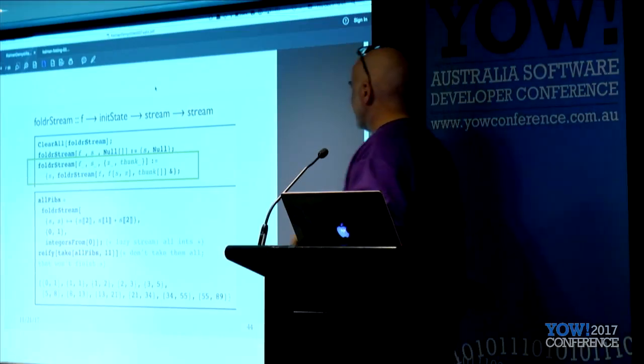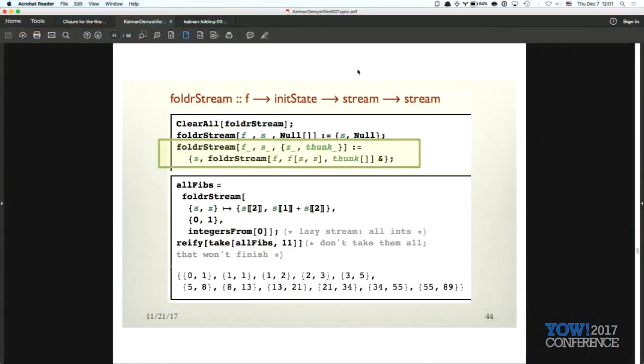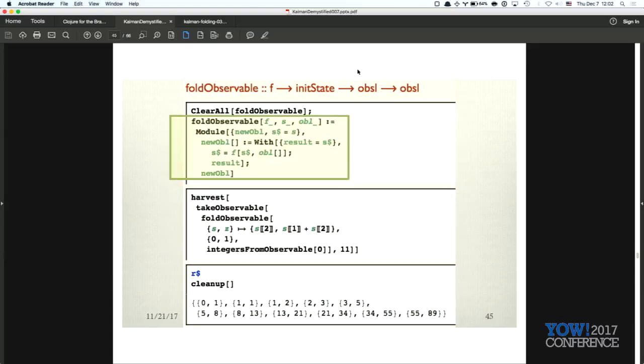The signature of fold stream is exactly the same as the signature of fold list: binary function, initial state, stream, get a new stream. It's a little bit messy to do asynchronous stuff in Wolfram. This is the Wolfram language. I like it because I can do all these interactive plots, plus it's very nice for mathematical code.